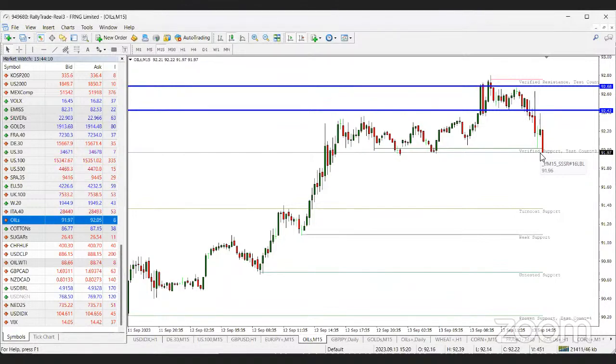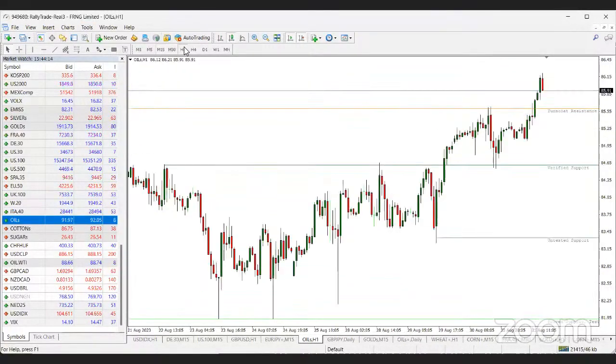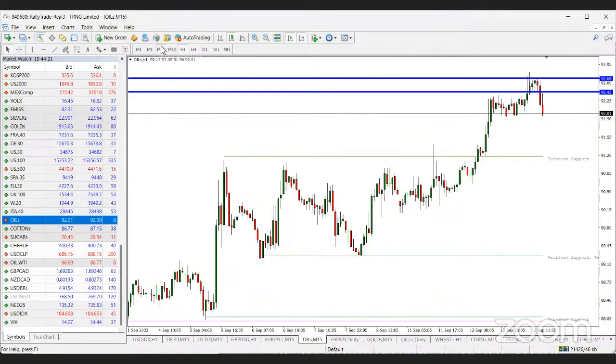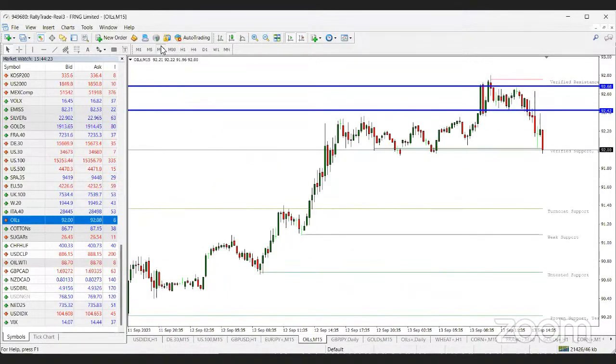Oil is already at that verified support. So it's very possible that from this zone here, we start seeing oil push back up, at least give us some profit. But I gave a pending order on oil. I gave a buy stop at 92.40 and take profit at 92.60. And then I said on this support, you can actually scalp a buy on this support that oil is at right now.